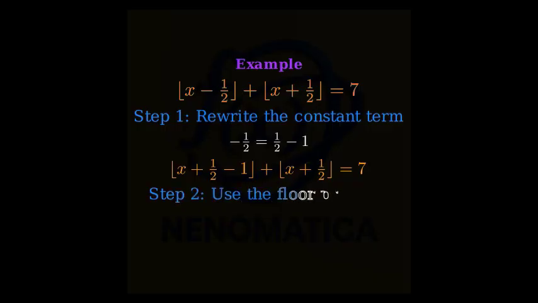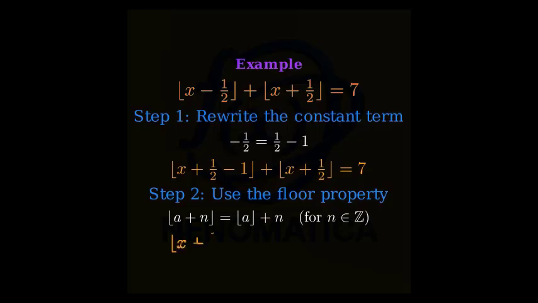Step 2. Apply the floor property. For any integer n, the floor of a plus n equals the floor of a plus n. Here, n is negative 1. So the floor of x plus 1/2 minus 1 equals the floor of x plus 1/2, minus 1. Substituting, we get two identical floor terms and a minus 1.